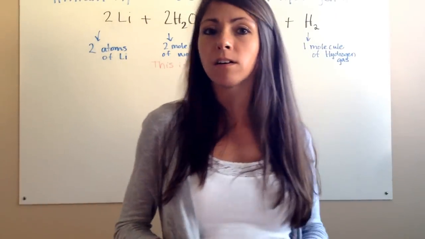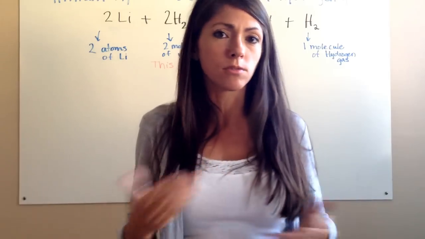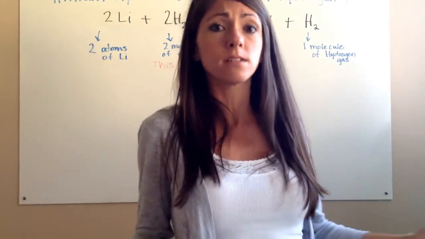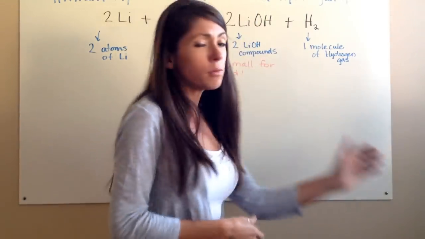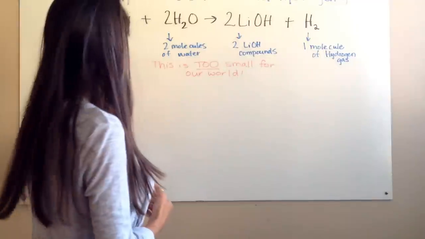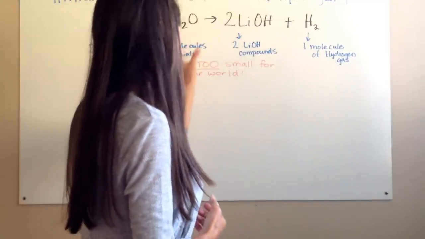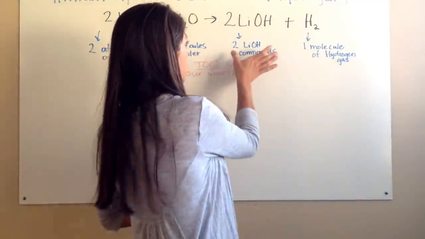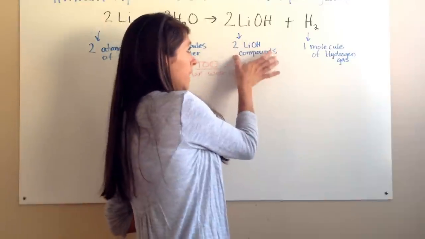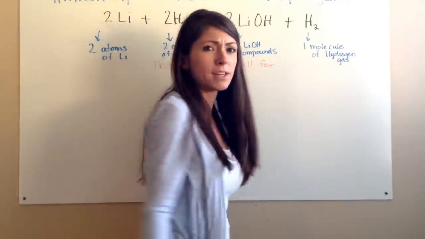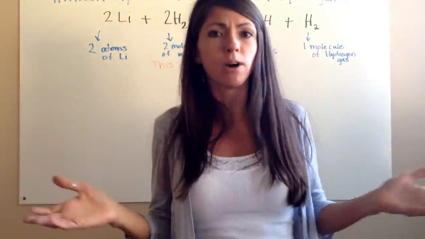Well, because according to the law of conservation of mass, matter cannot be created or destroyed. It's just transformed. It is conserved. Now, another way of looking at this is that for every 2 atoms of lithium, you're going to have to add 2 molecules of water in order to produce 2 units of an LiOH compound and 1 molecule of hydrogen gas. But this is way too small for our world.